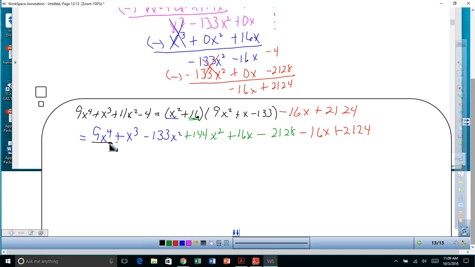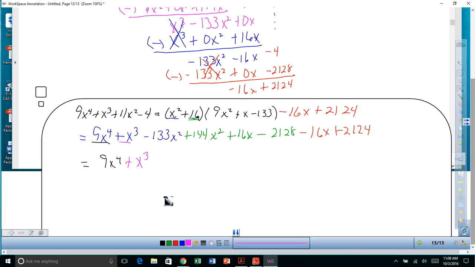We've got 9x to the fourth. Do we have any others? No others. So that's going to equal 9x to the fourth. We have x cubed. Any other x cubes? No other x cubed. So we got plus x cubed.